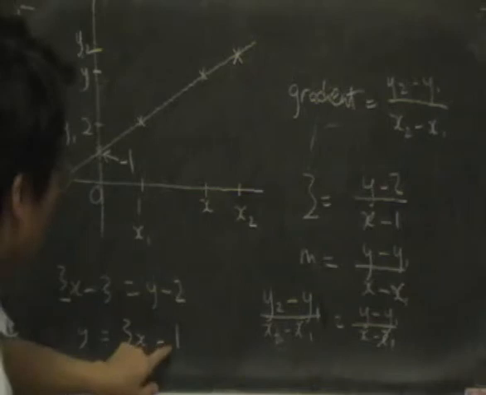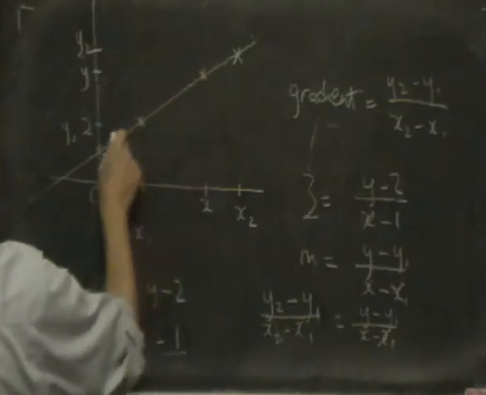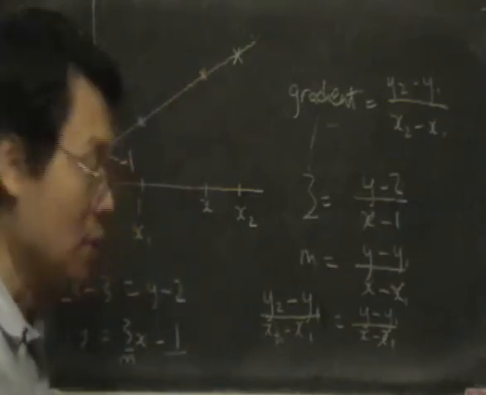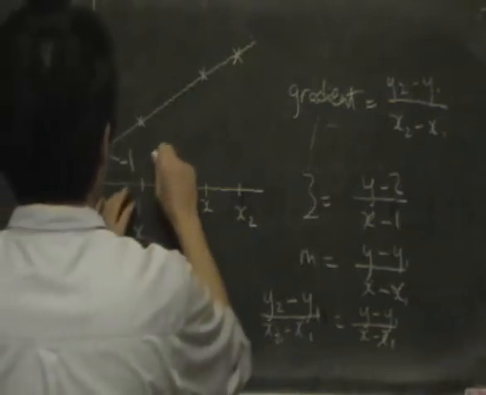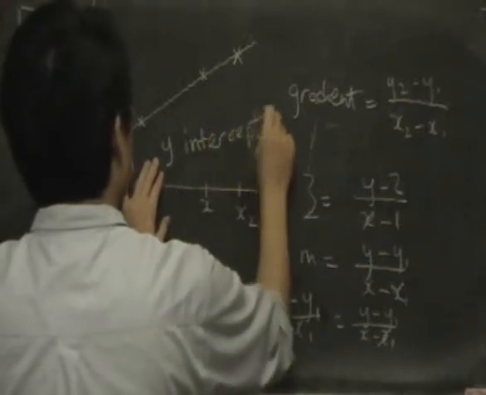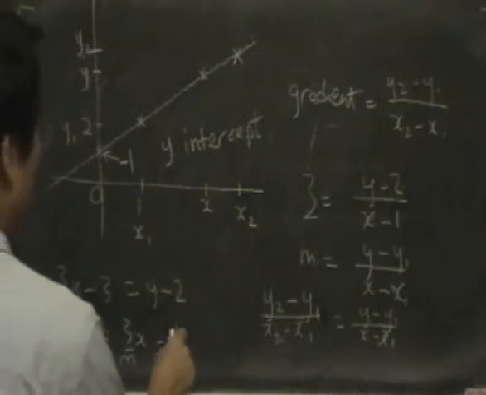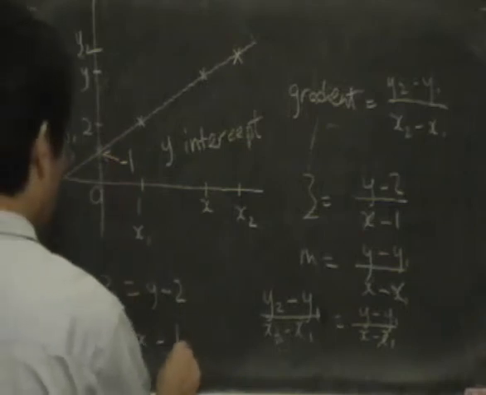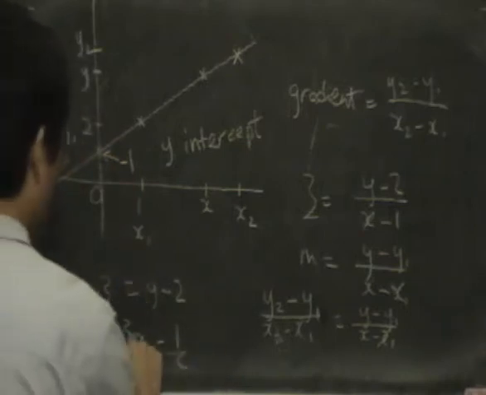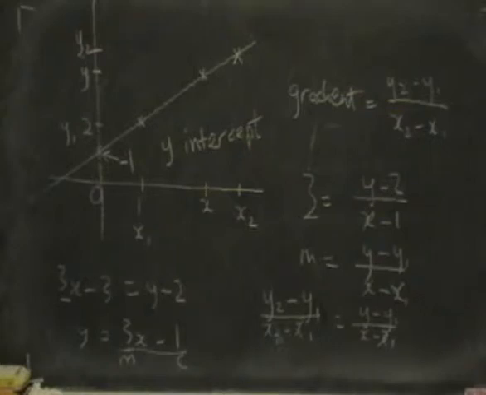But the important thing I want to say is that this minus 1 here is where the line crosses the y-axis, and there is a name for this point. It is called the y-intercept. We usually represent that number by the letter c. This starts to get confusing. So in this form, the equation of a straight line is usually written as y equals mx plus c.